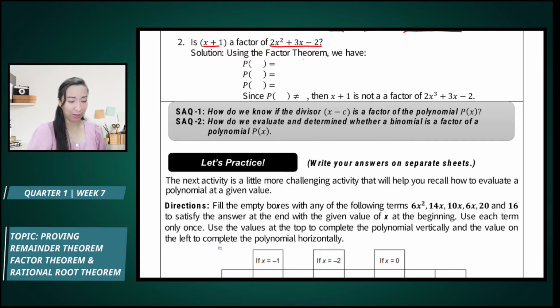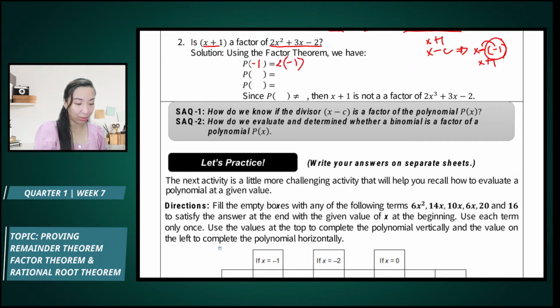Of course, in this case, we have x plus 1. So, we will have it in the form of x minus c. For it to become x minus c, we have here x minus negative 1, because negative times negative is equal to positive. So, definitely our c is equal to negative 1. That is what we're going to write here. We will now substitute it in the given polynomial. So, we have 2 times negative 1 squared, plus 3 times negative 1, minus 2.